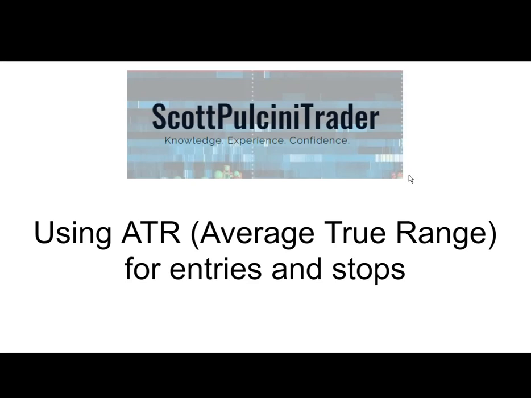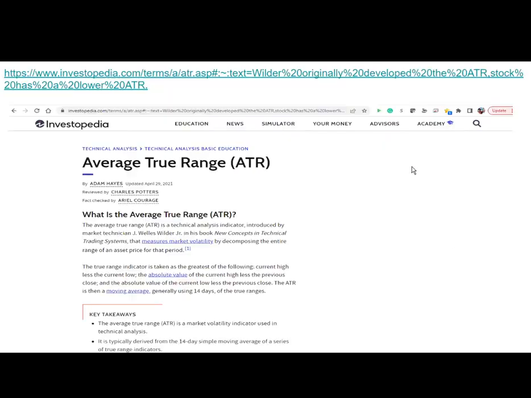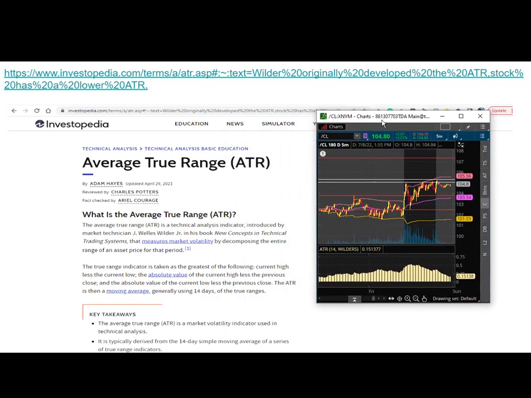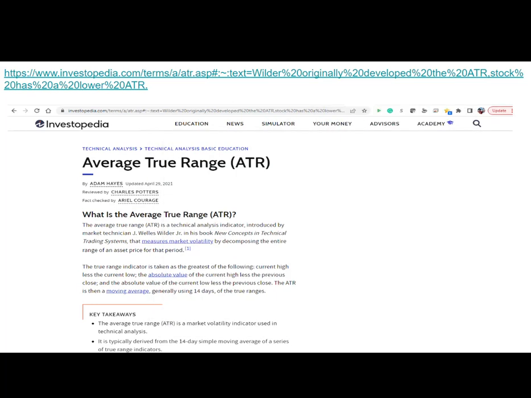Hi, this is Scott from Scalpel Senior Trader, and this is using ATR, average true range, for entries and stops. For those of you that don't know what average true range is, it is just a gauge of current volatility in the marketplace. I use the standard thinkorswim ATR, which is a 14 period Wilders ATR. This is just the default settings for that, and it's perfectly fine.